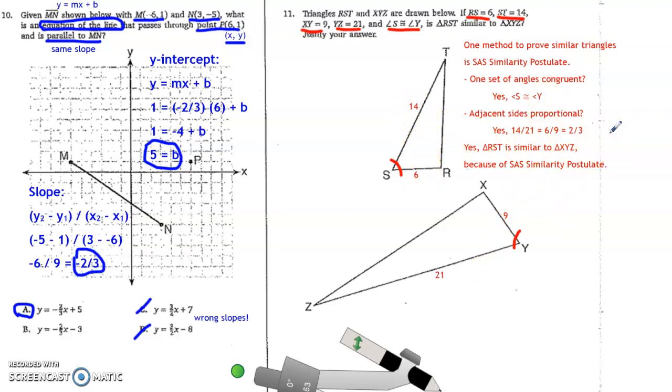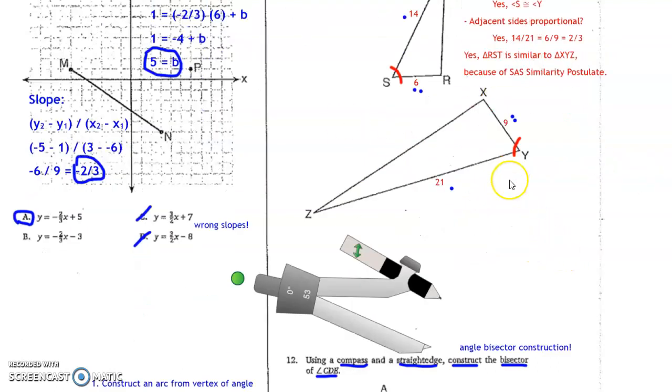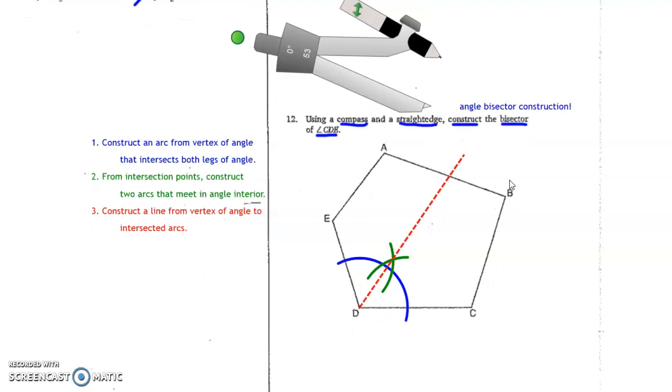That's the same postulate as we used before. I can tell that the adjacent sides are proportional because 14 divided by 21 is the same as 6 divided by 9. That gives us 2 divided by 3. So since they're proportional and that angle between them is congruent, then we can say that the two triangles are similar.